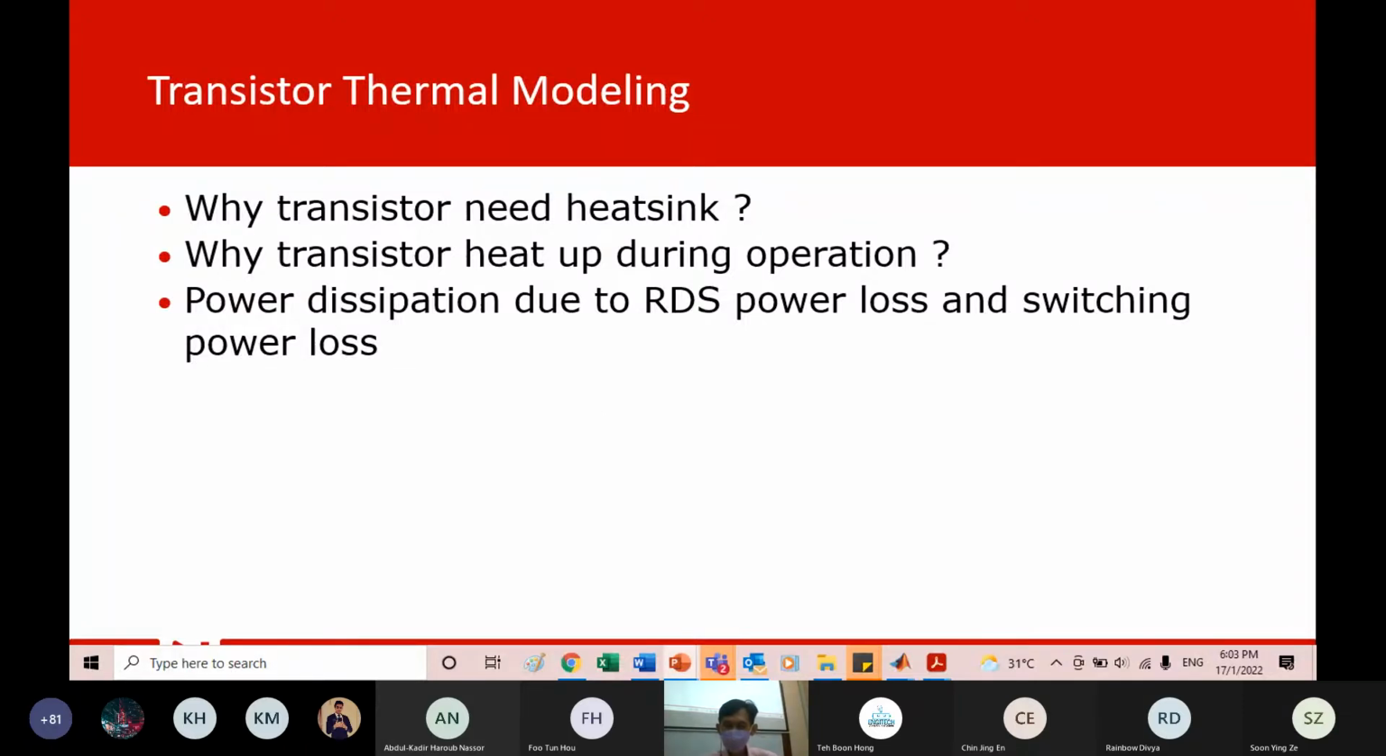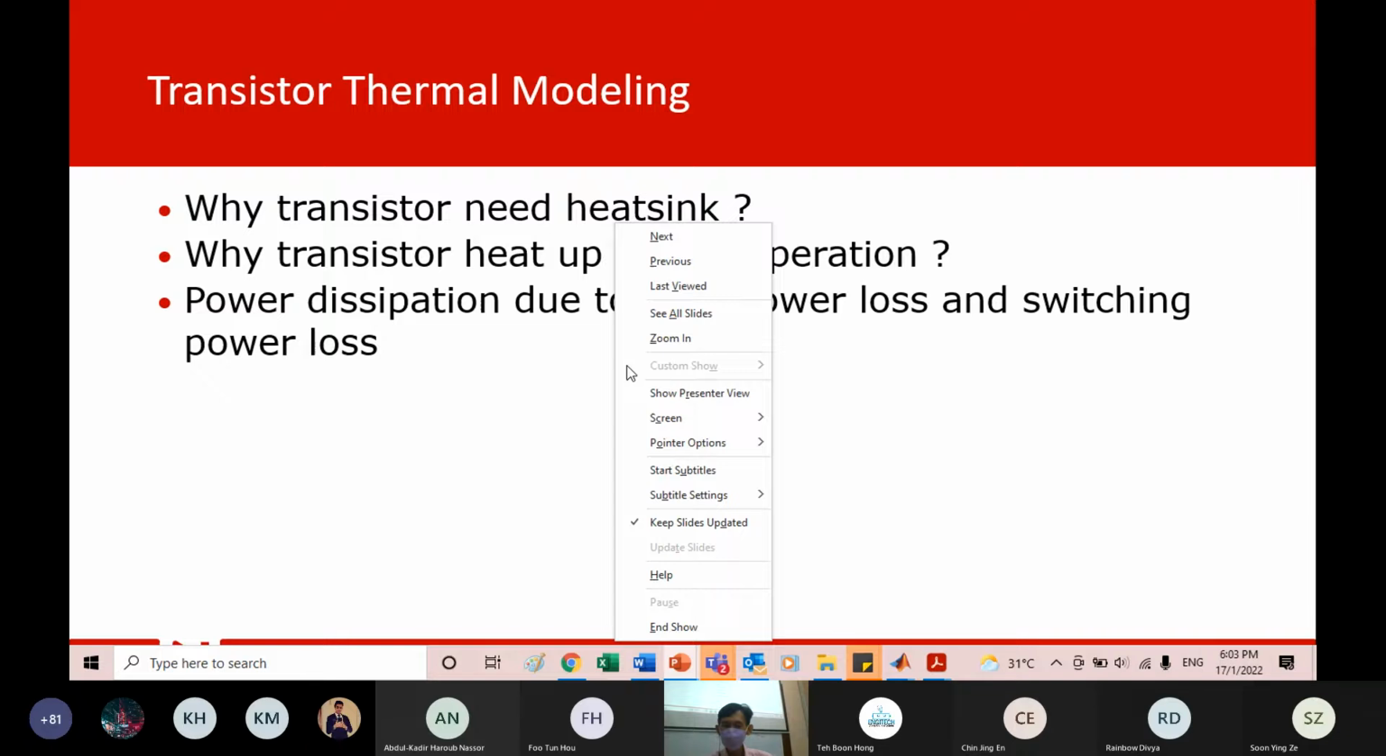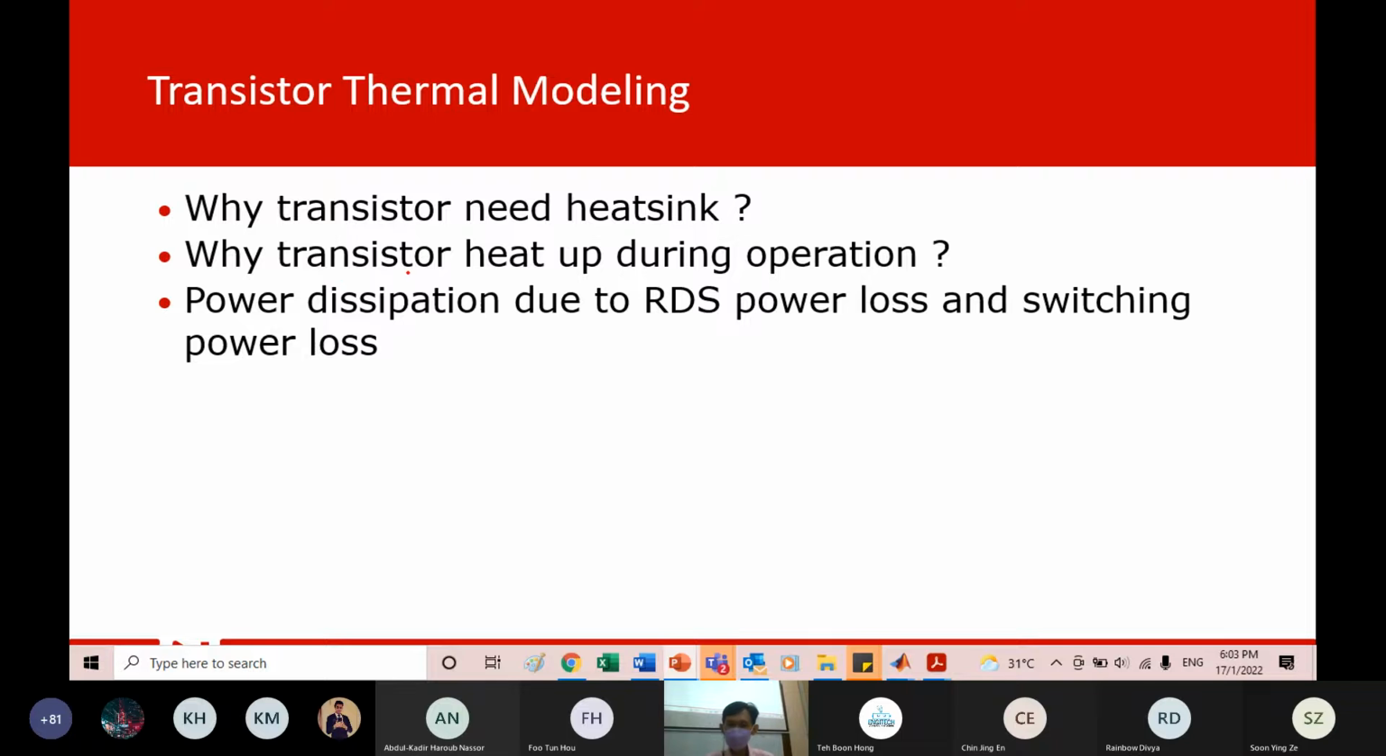So the first question is, why does a transistor need a heat sink? So obvious, right? Because it wants to dissipate the heat. And why does a transistor heat up during operation? Also answered already, right? Because of the switching loss. The switching causes power dissipation in the form of heat. And then power dissipation due to RDS. Of course, there is no RDS of 0 ohm. If 0 ohm, it means no power, no loss. So that leads to thermal.